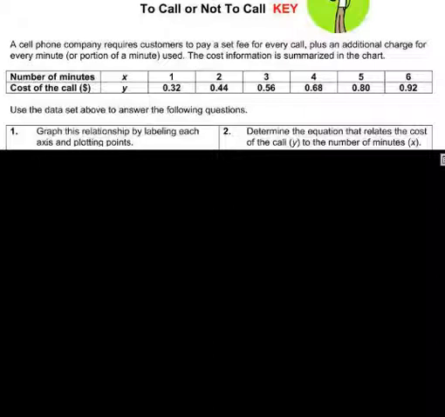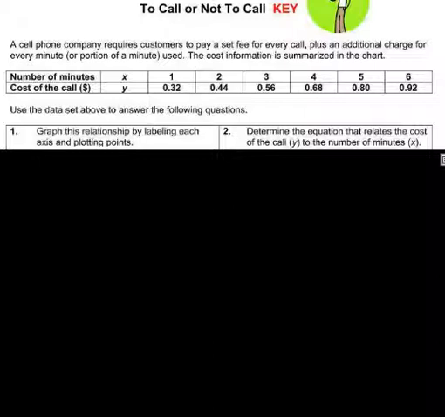So if you think about when you use your cell phone, you pay a monthly fee no matter what, and that would be this set fee right here. And then you also pay for the minutes. Well, if you have a minute and 10 seconds, you're going to pay for the extra full minute. So in most cases, you're going to just pay the full 2 minutes.